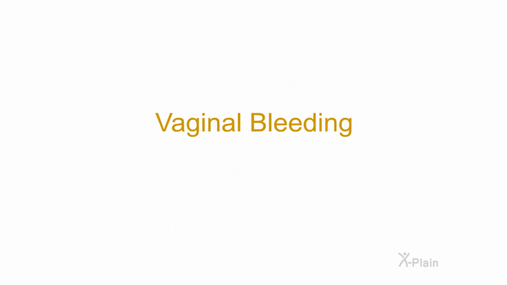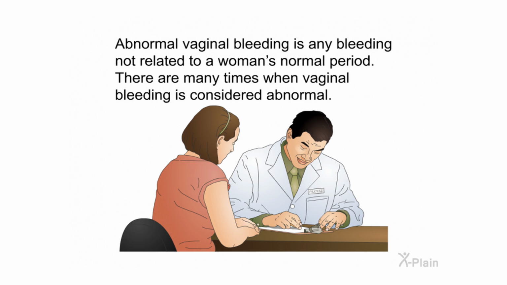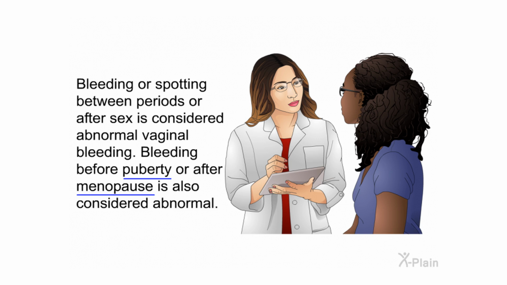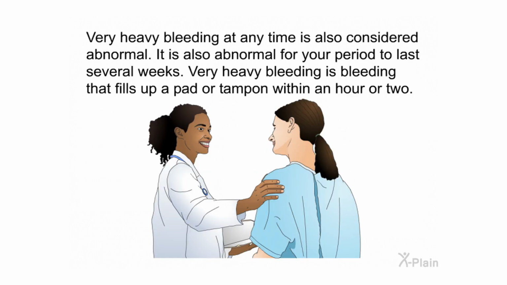Vaginal bleeding. Abnormal vaginal bleeding is any bleeding not related to a woman's normal period. There are many times when vaginal bleeding is considered abnormal. Bleeding or spotting between periods or after sex is considered abnormal vaginal bleeding. Bleeding before puberty or after menopause is also considered abnormal. Very heavy bleeding at any time is also considered abnormal.